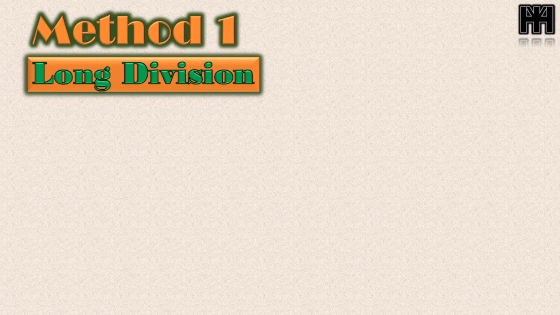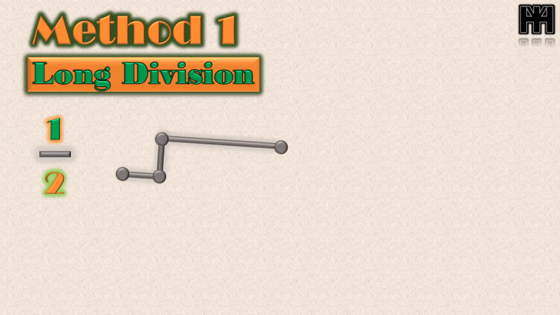Method 1. Long division. So we have 1 here as a numerator and 2 here as a denominator. And we have this S or reverse Z shaped platform. To perform the long division, we'll take the 1 and put it under the umbrella, and 2 will stay outside. As 1 is the numerator, it's more important, so it will stay under the umbrella. And 2 is the denominator, and it's less important, so it will stay outside.